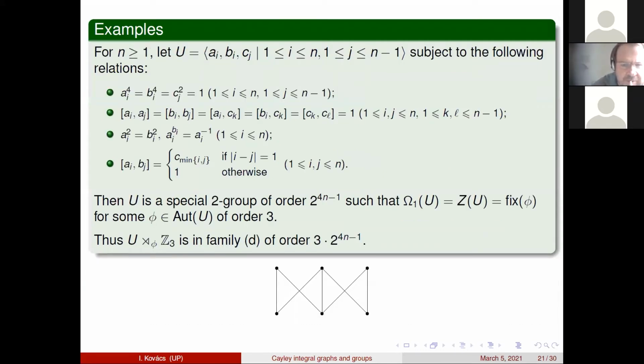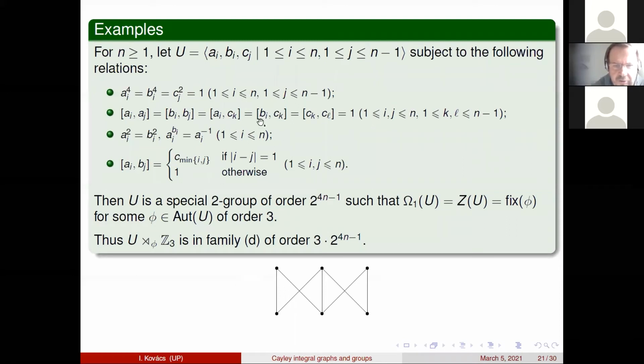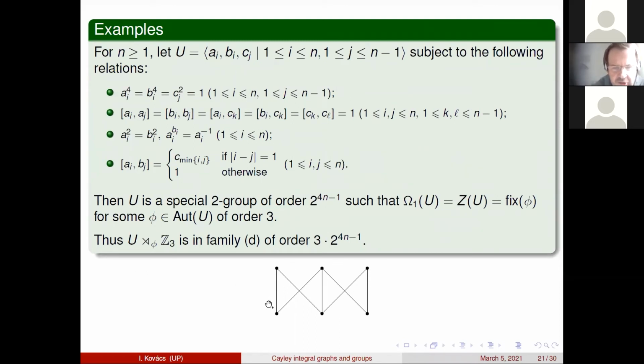The other example, we constructed ourselves. And this is the construction, this is the definition. I don't want you to read all the relations, but I can explain in the picture. So the group is generated by a_i, b_i, and c_j. We have a, b, and c generators. And what we are doing is that we glue together quaternion groups. So you can imagine this picture, which contains nodes that represent the generators a_i and b_i.